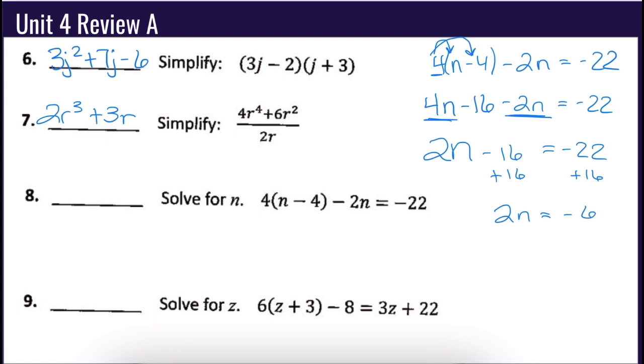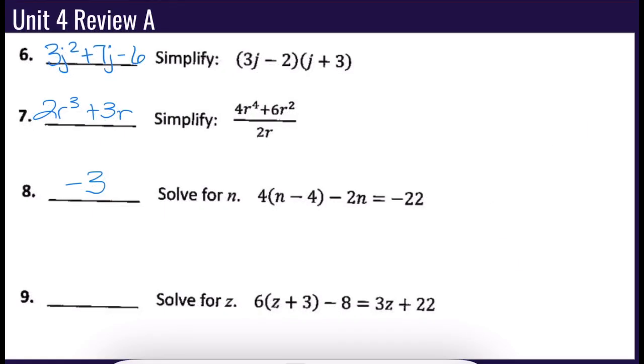Negative 22 plus 16. I owe someone $22. I pay them $16. I still owe them $6. Now we have 2 times n, and we're trying to get rid of that 2. So we're going to have to do the opposite of multiply, which is divide. So when we divide by 2, that cancels out. When we divide by 2 right there, we're going to get n equals negative 3, because a negative divided by a positive gives us a negative answer.